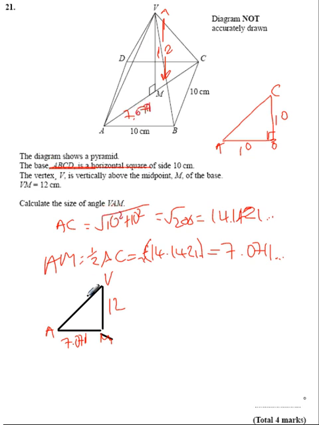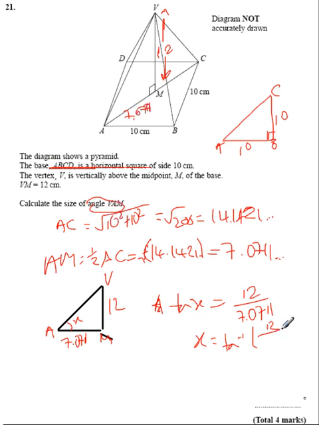And to work out AV, we just square these, add them, and square root the answer. So AV, wait, sorry. We don't need to work that out. We're working out the angle. So to work out this angle, let's call it X. We've got the opposite to the angle, we've got the adjacent to the angle. So we know that tan X equals opposite over adjacent. I could have left the answer in surd form, but never mind. So X equals tan to the minus 1 of 12 over 7.0711. If we do that on a calculator, we get 59.5 degrees.